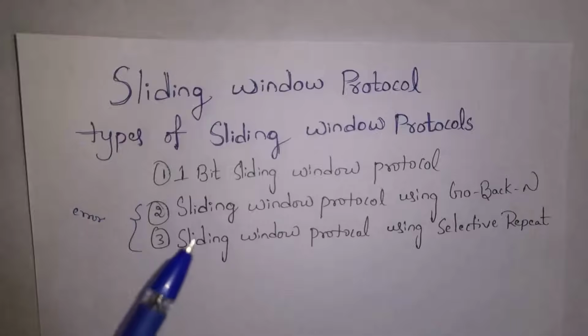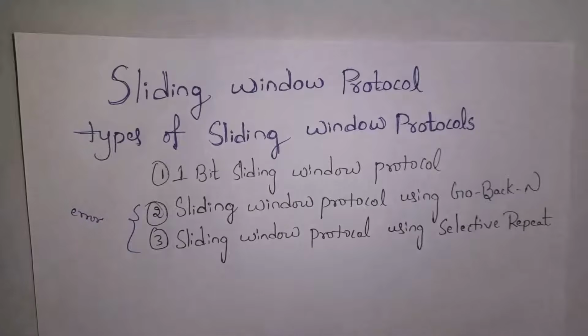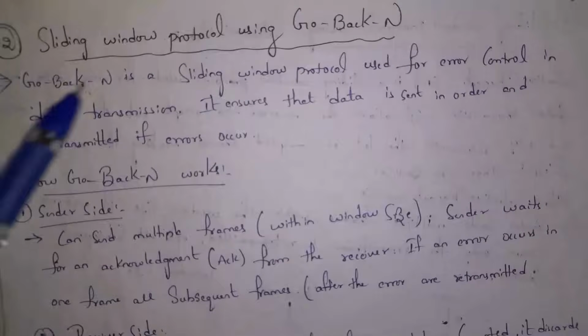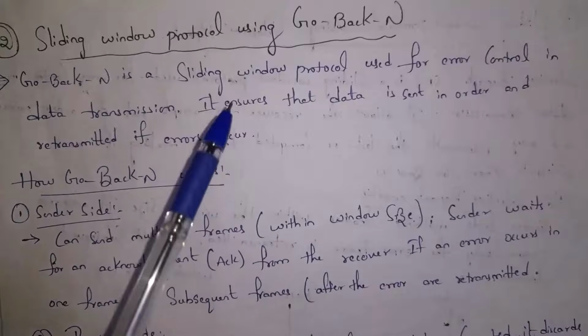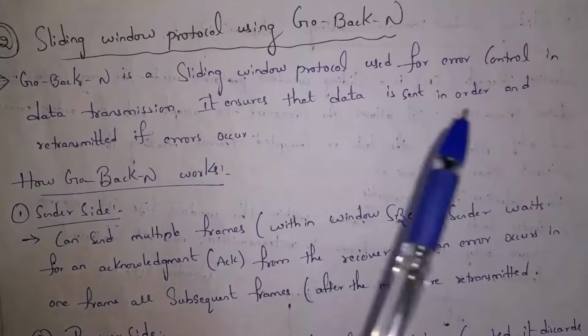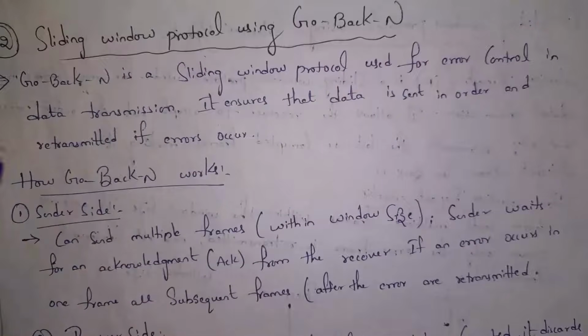Guys, we use the sliding window protocol using go back N and the sliding window protocol using selective repeat only when there are errors in data transmission. At first I'll explain the sliding window protocol using go back N. Go back N is a sliding window protocol used for error control in data transmission. It ensures that data is sent in order and retransmitted if an error occurs.